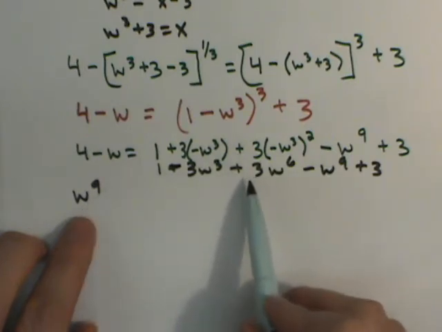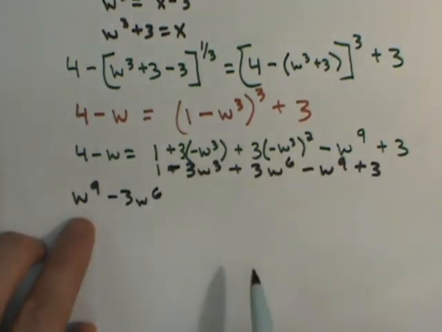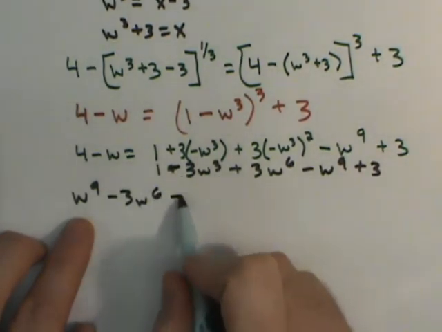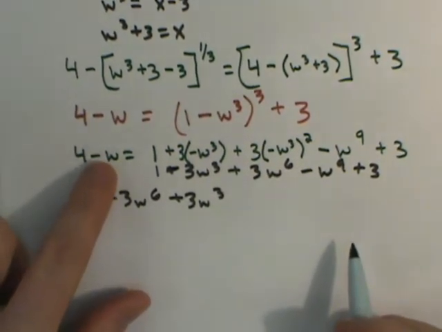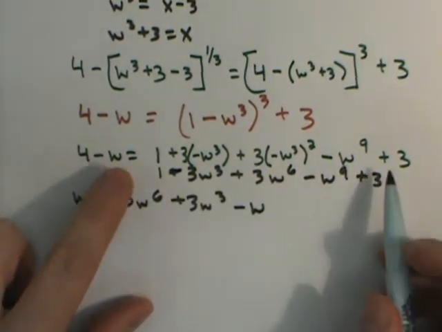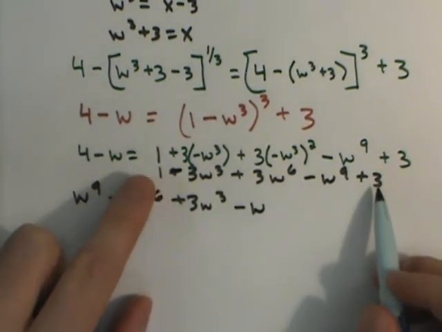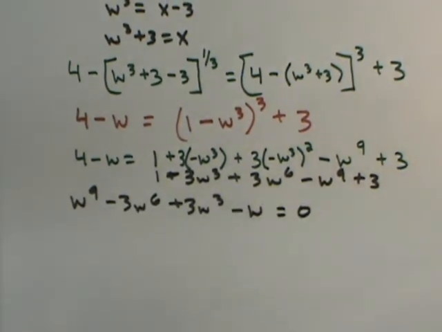I look at the next term. This would be minus 3w to the 6th plus 3w cubed. And I've got this minus w here. That was already over there, so we leave it there. The 1 and the 3 would give me a 4. It would go over as a negative 4, so that drops out. I can simply go equals 0.